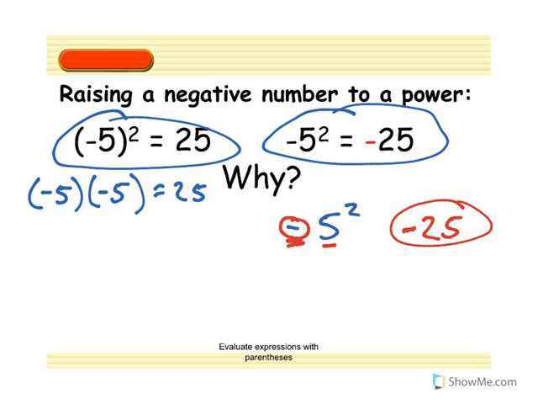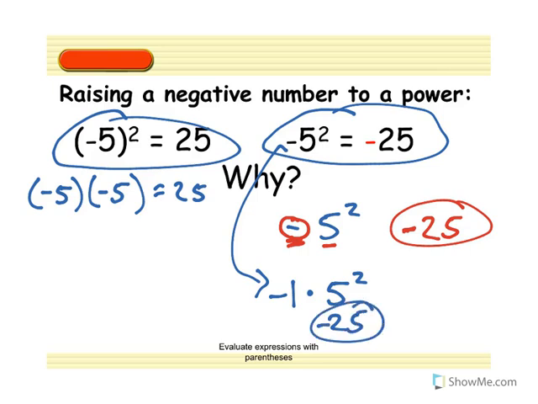Another way we could think about it is, some teachers say the negative is not being squared. That's technically true. Another way we can think about it is, negative 5 squared is really the opposite of 5 squared. Now the opposite is negative 1. This is really negative 1 times 5 squared, or the opposite of 5 squared. So what's 5 squared? 25. What's the opposite of that? It's negative 25.